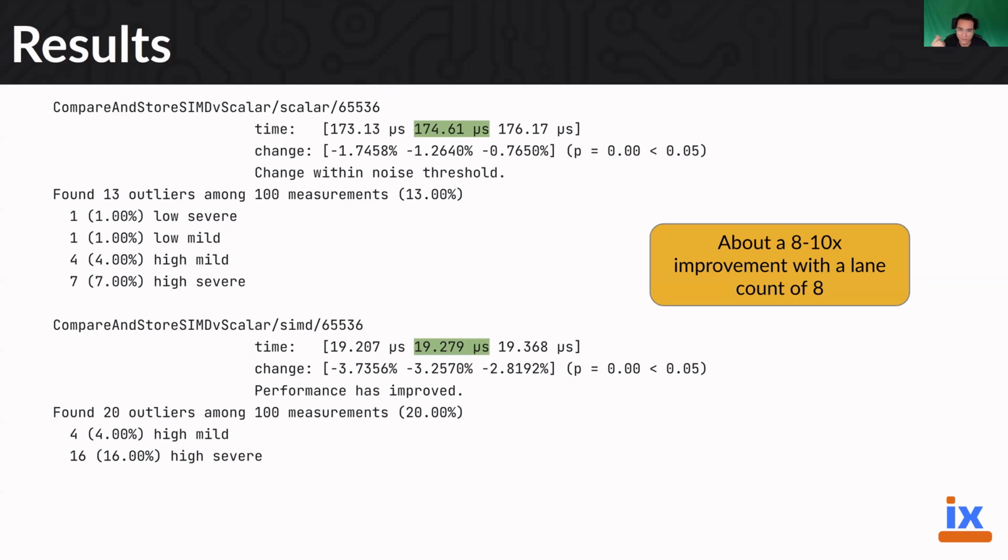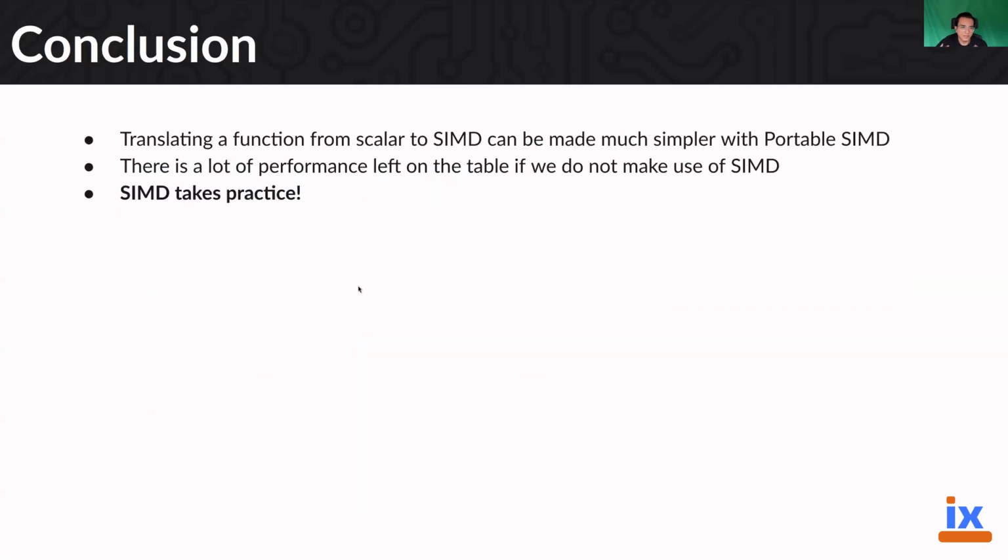On my CPU, it went from 174 microseconds for 65,000 elements to 19 microseconds for 65,000 elements. So this is about an 8 to 10x improvement using a lane count of 8, again, on my CPU. So in conclusion, translating code from a scalar version to a SIMD version can be much simpler using portable SIMD.